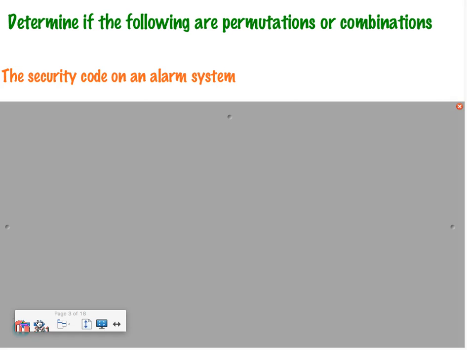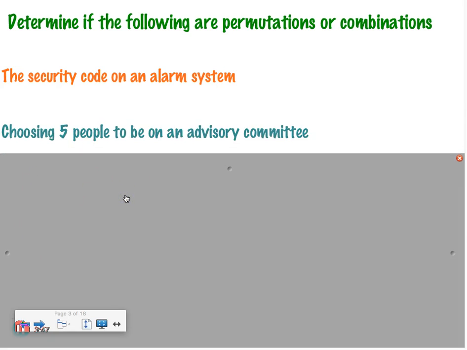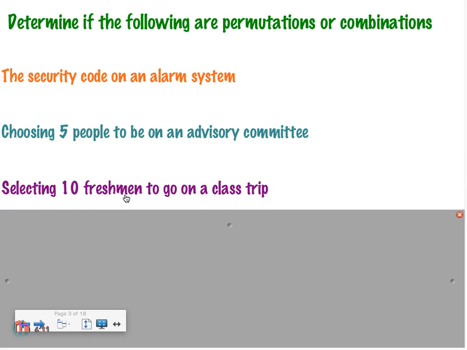Okay, who wants to share what you said? Permutation. Choosing 5 people to be on an advisory committee. This is an advisory committee, so I think it is very important to use them all. Okay, let's bring it in. We don't need to have side conversations, just decide: is it a combination or a permutation? It is a combination.